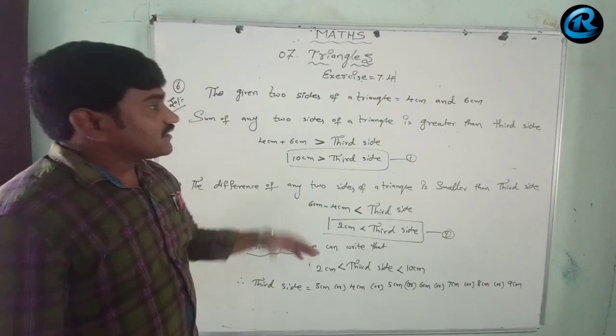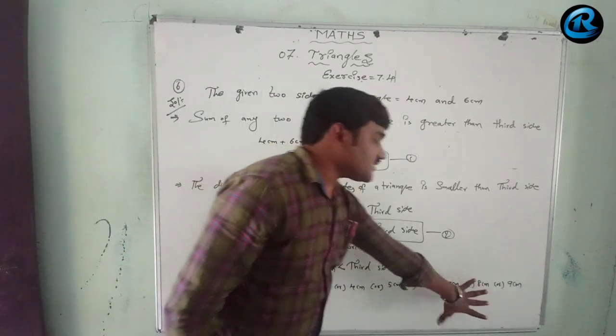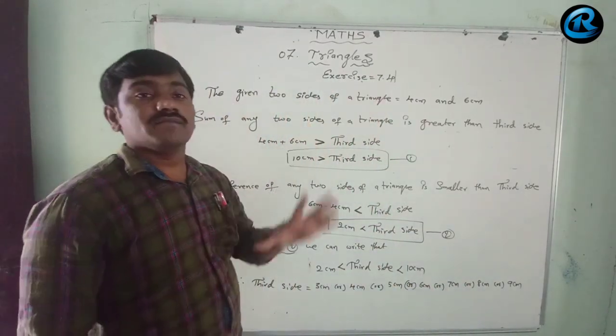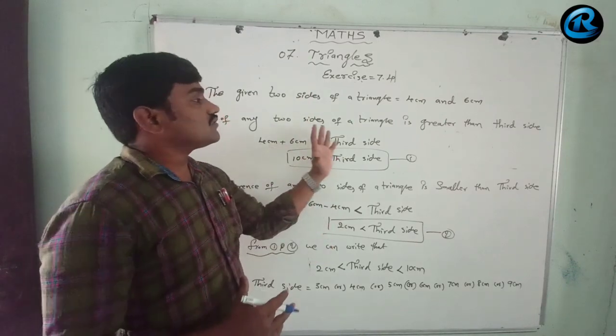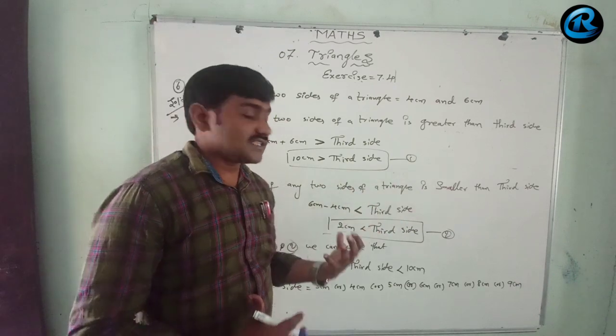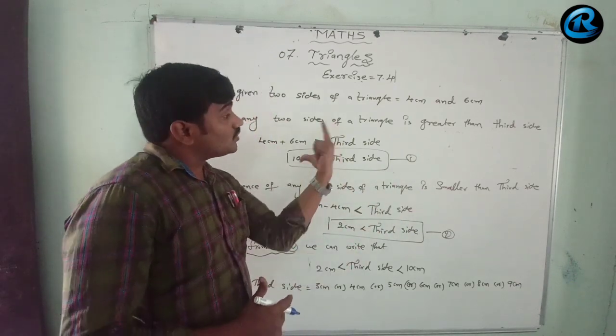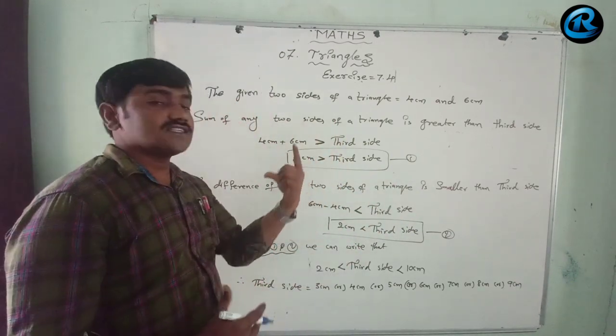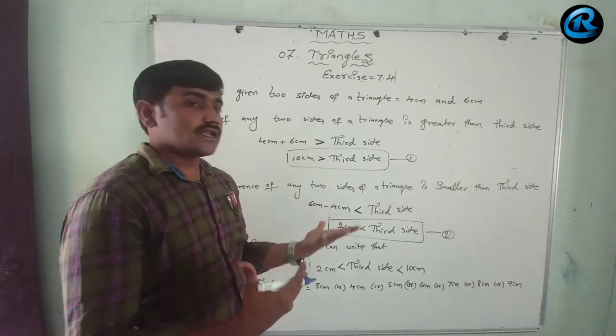So, if you keep any one of these sides as the third side, it will satisfy the conditions that the sum of two sides should be greater than the third side and the difference of any two sides will be less than the third side. ఆ కండిషన్ సాటిస్ఫై చేస్తారు. ఈ రెండు సైడ్స్, ఈ రెండు థీరమ్స్ ని సాటిస్ఫై చేస్తేనే అది ట్రయాంగిల్ అవుతుంది, లేకపోతే ట్రయాంగిల్ కాదు.